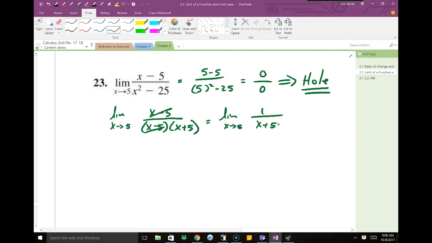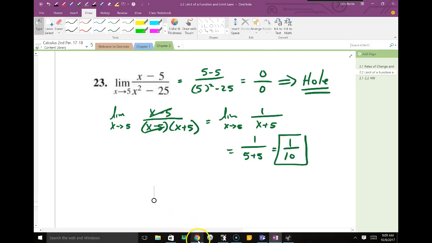Okay, so if I plug in 5 now, I get 5 plus 5 in the bottom. So this is going to be 1 over 10. Do you want me to show you what this looks like? I feel like people who haven't seen this before need to see this.